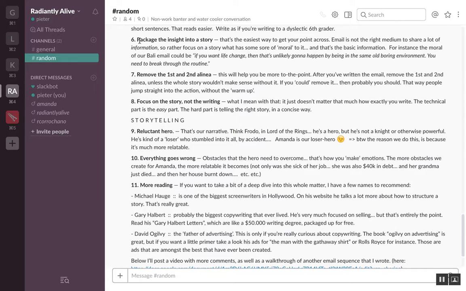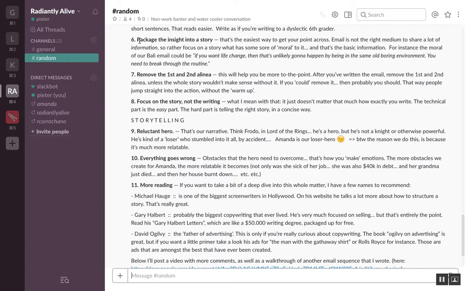So for instance, if you have this third email, I think, where we've spoken about life change and we want them to come to Bali, right? Basically the insight is going to be, if you want life change, then it's unlikely that it's going to happen if you stay in the same old boring environment that you're in right now. So if you want to break through the routine, it's a better idea to go somewhere else where there are different inputs, different kinds of things, and then you can actually make a change. So that could be the main insight of email 3.